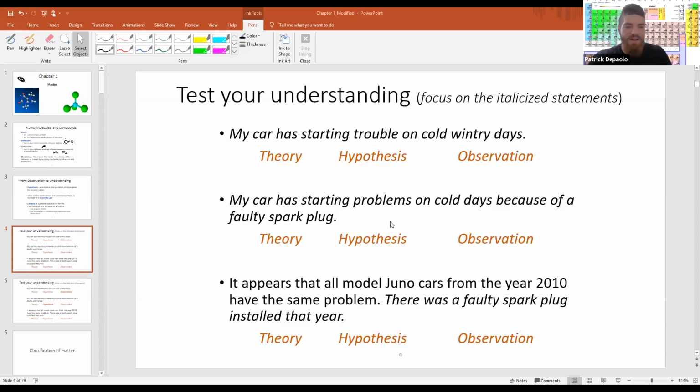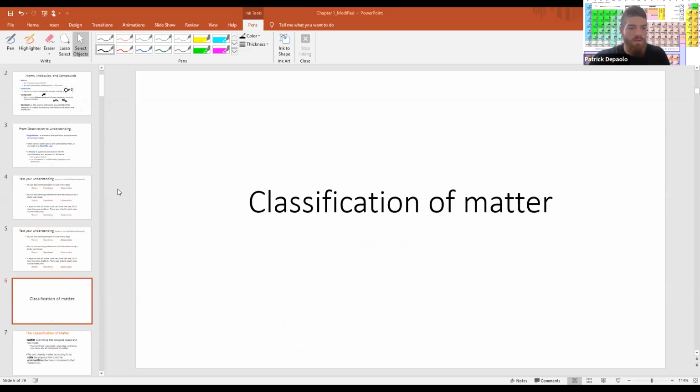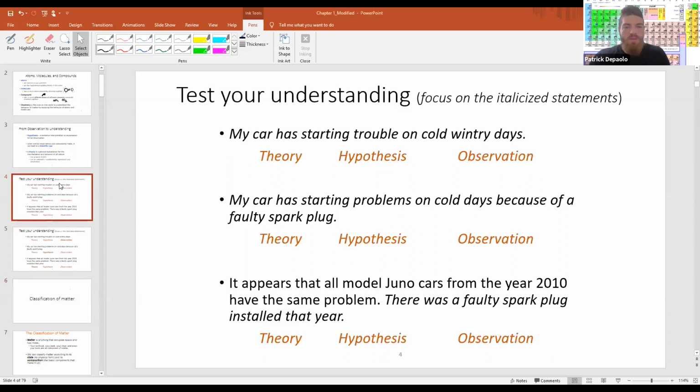Observation, good. My car has problems starting because of a faulty spark plug. Is that a theory, a hypothesis, or an observation? No. So did you test that? So people say theory and some say hypothesis.